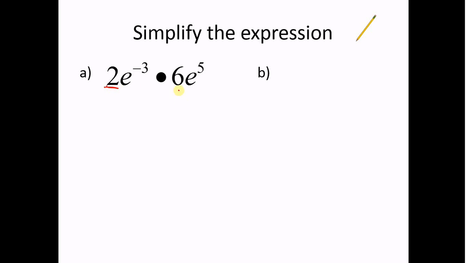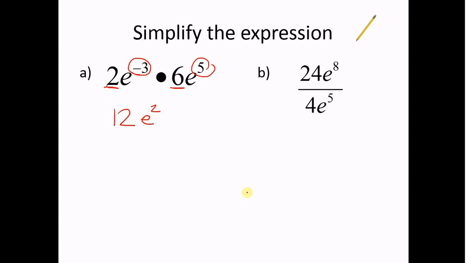I have a 2 and I have a 6. We can multiply that together. So we get 2 times 6. It's going to give us a 12. These two got 2 E's. Treat them like X's. So what would we do with those exponents? We'd add, right? So negative 3 plus 5, that's 2. So 12e to the 2nd power.